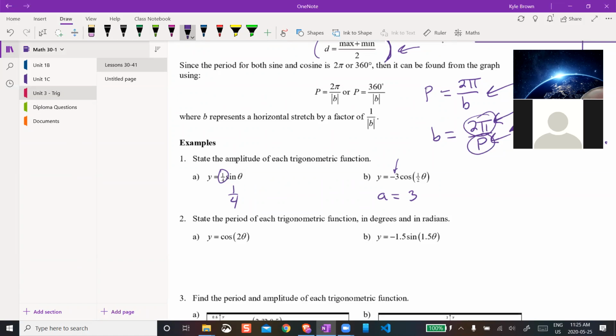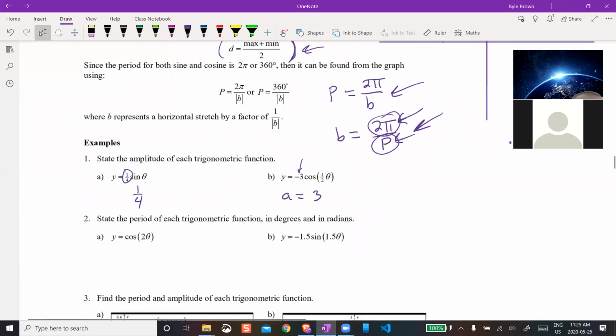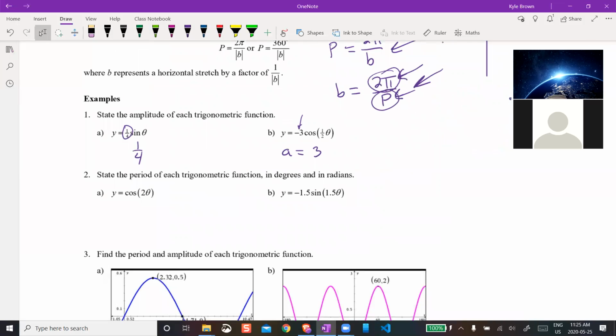Okay, so number 2 says state the period of each trigonometric function in degrees and in radians. All right, so if our function there was, here, let's write it down. Y is equal to A cos of B, and then it's like theta minus C plus D, right? Like that's a general equation that we're going to use here.